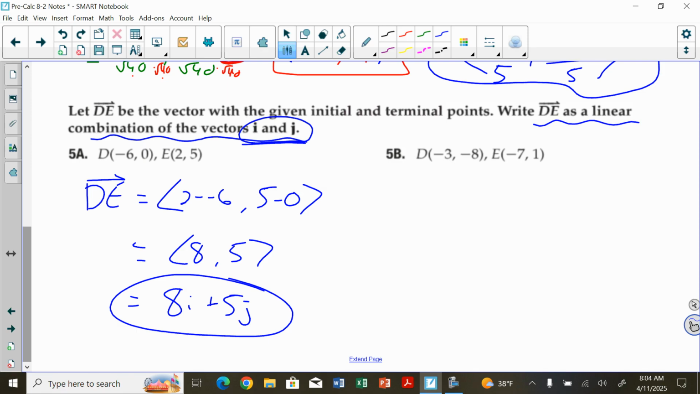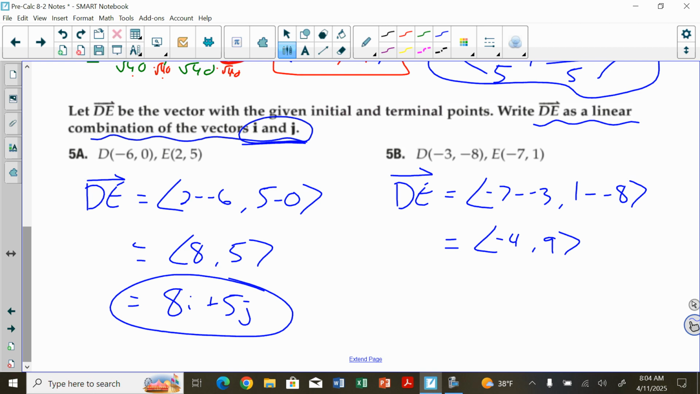Okay? Same thing here. If I'm looking at DE, I want to get it into component form. So it's just x minus x, negative 7 minus negative 3, comma, y minus y, which comes out to negative 4, comma 9. And then again, I'm taking those values of the vector. My a value is negative 4, my b value is 9, and writing it as ai plus bj. So it's just negative 4 times i plus 9 times j is my linear combination. Simple as that. Okay, that does it.